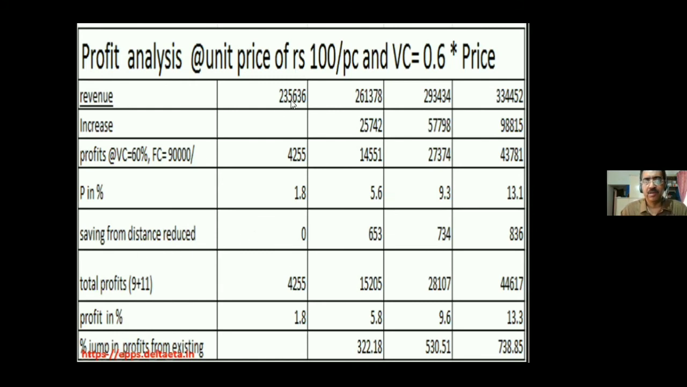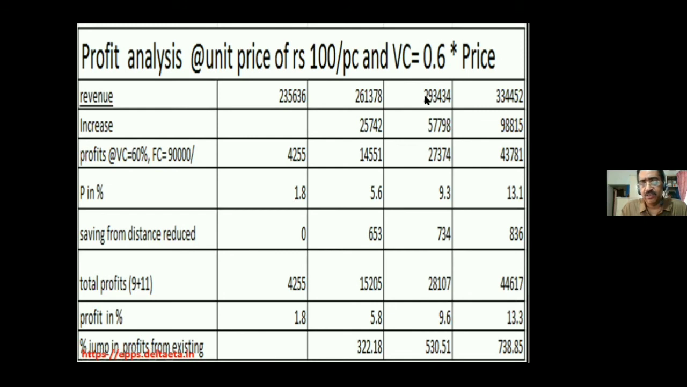In the first case, without any change, without studying the no action point, the revenue was 2,35,000 and the profit was 4,255 or 1.8%. After the first change, the revenue became 2,61,000 and the profit became 14,551. A 3 times increase in the profits, 300% increase in the profits. From 1.8, it goes to 5.6, slightly more than 3 times.